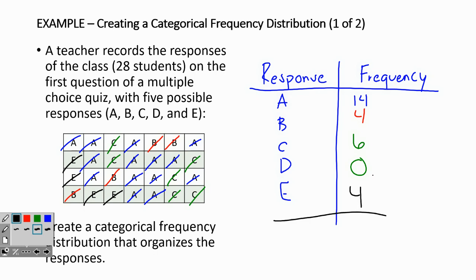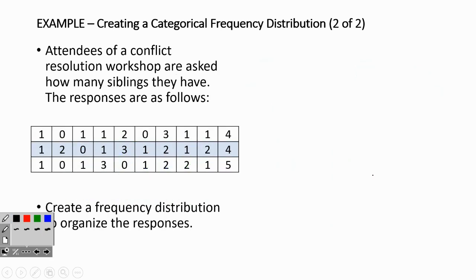Once you create the frequency distribution, you want to make sure that you didn't miss anybody. So what we want to do is just add up those frequencies. 14 plus 4 plus 6 plus 4 gives us 28 students, and that teacher had 28 students. So categoric frequency distributions you're probably pretty familiar with. This is like old school, what's everybody in the class's favorite pet type thing. And so that's what we're taking a look at.